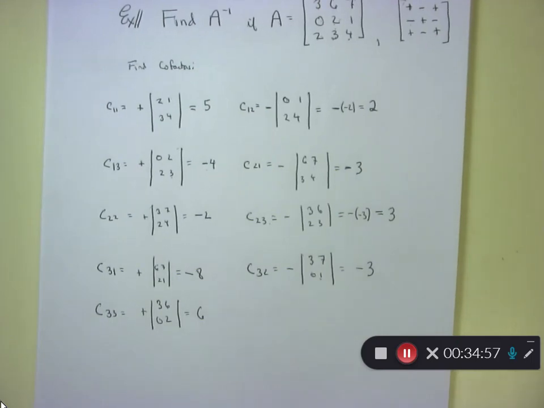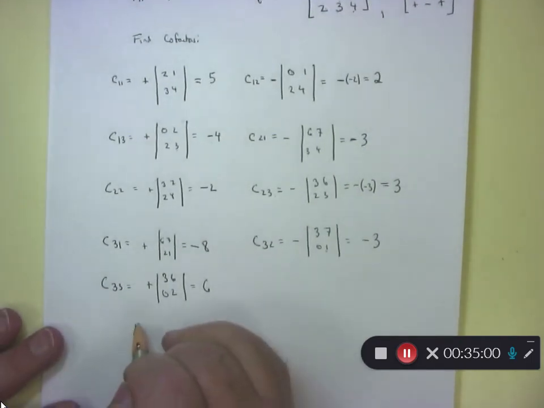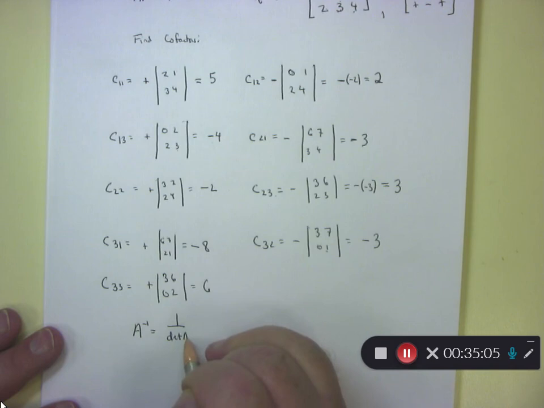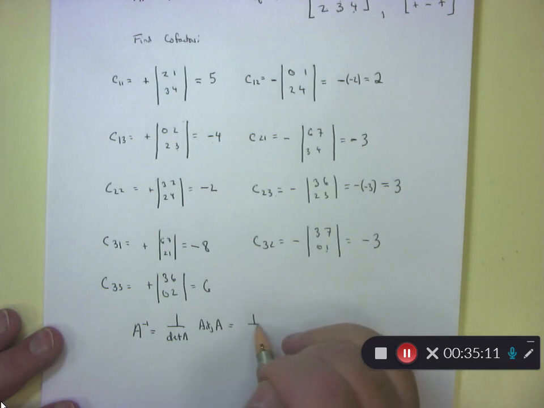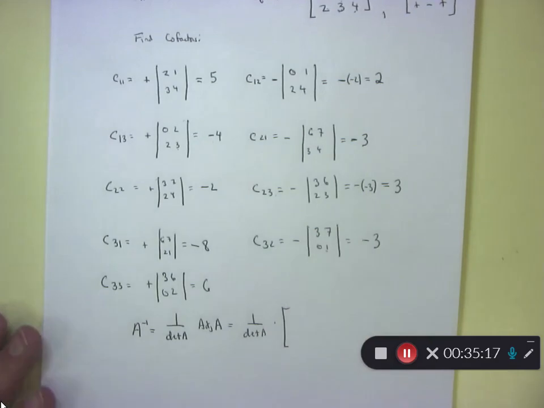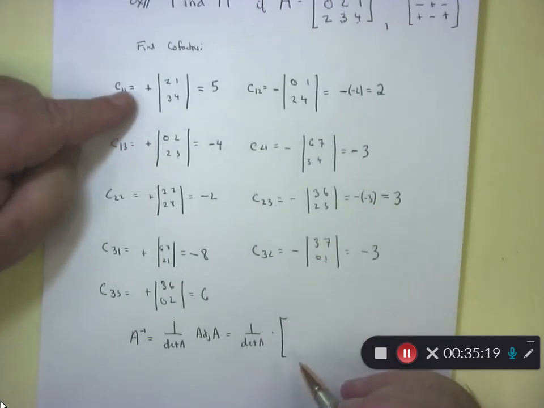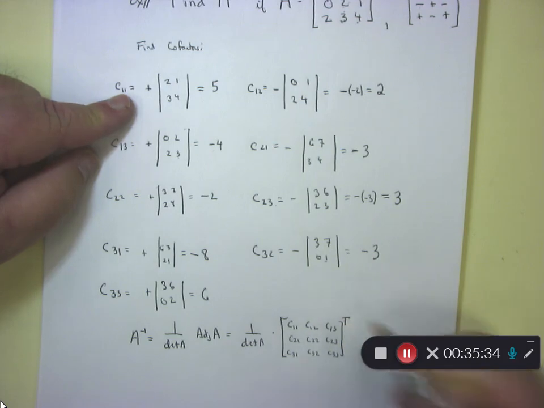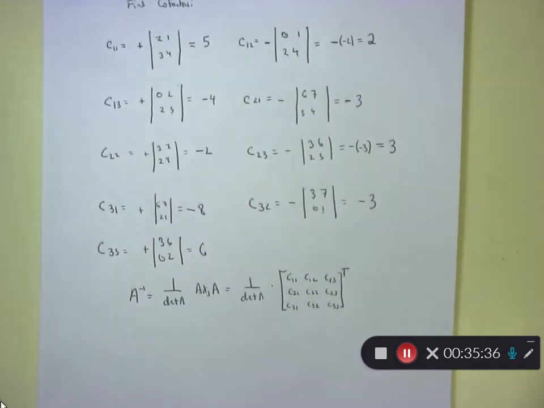All right, so remember, A inverse is equal to 1 over the determinant of A times the adjoint of A. So this is 1 over the determinant of A times, what is the adjoint of A? It is these numbers here. C11, C12, C13, C21, C22, C23, C31, C32, C33, transpose. So now we're going to put the pieces of my puzzle together.